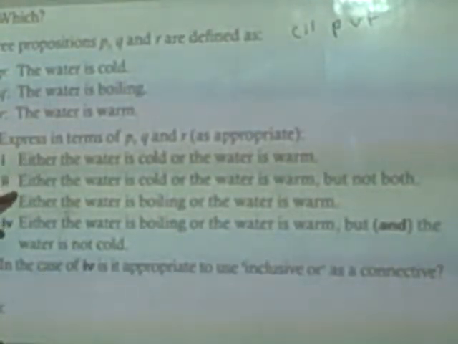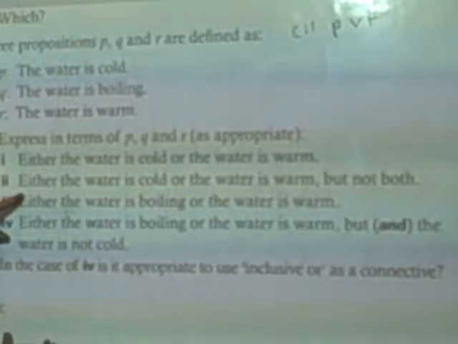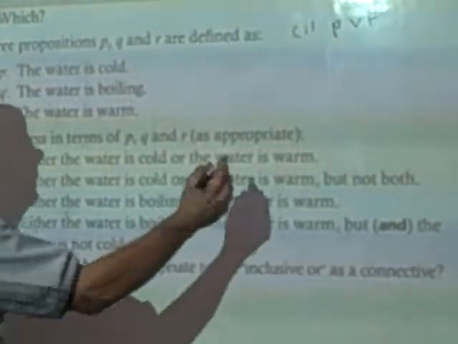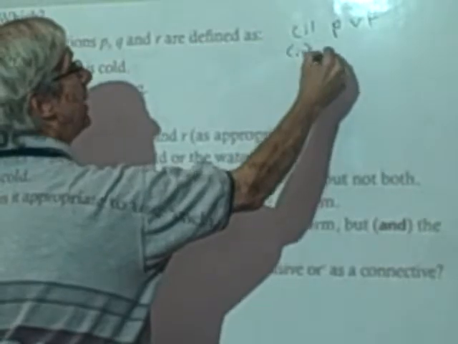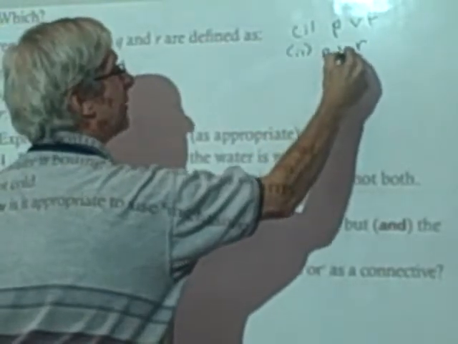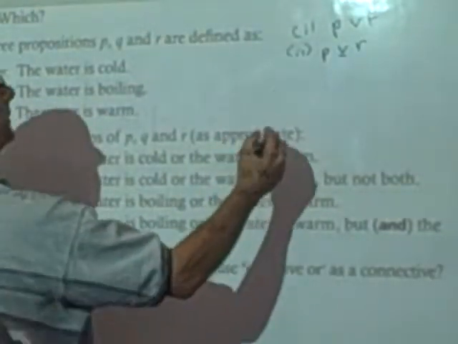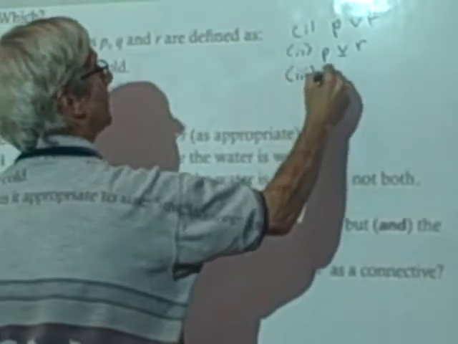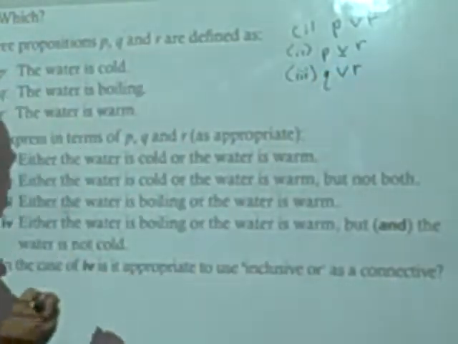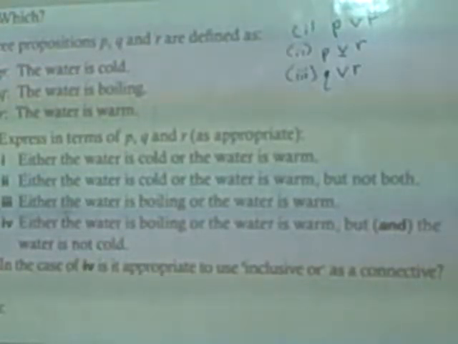Now if we go to the next one, either the water is cold or the water is warm, but not both, that's the exclusive or. So that one looks like P or R, but it excludes the possibility that they could both happen at the same time. Either the water is boiling, that's Q, or the water is warm. So now we're going to say Q or R. It didn't say it had to be both.